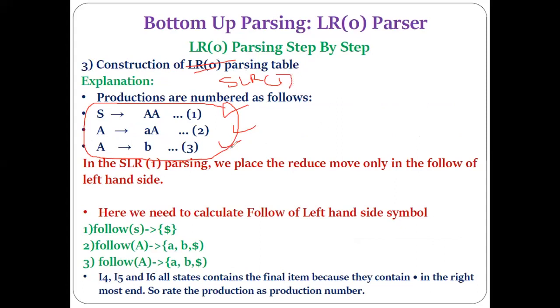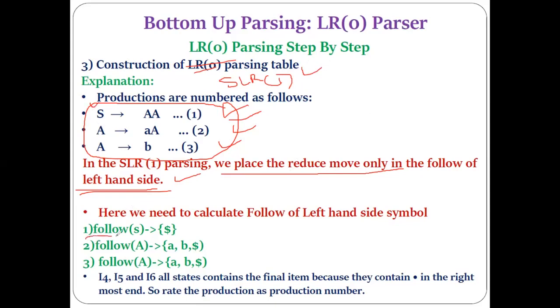So here it is not LR0, it is the SLR1 parsing table we are constructing. As I said, the only difference between the parsing tables of LR0 and SLR1 is that in the case of SLR1, we are going to place the reduce entries in the follow of the left hand side. For that purpose, we have to calculate the follow of the given grammar first while constructing the parsing table. So we have this production rule.